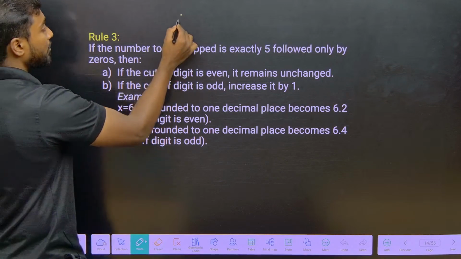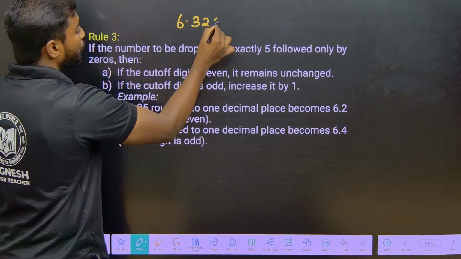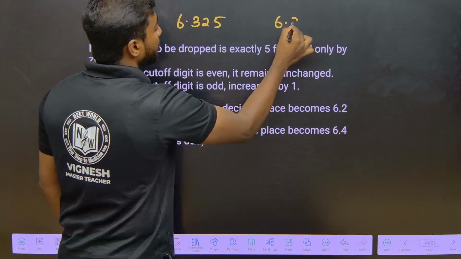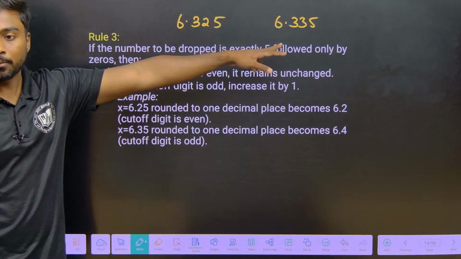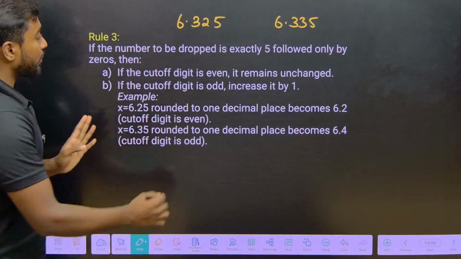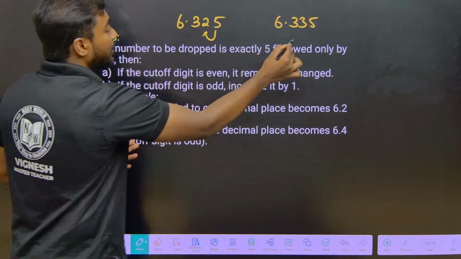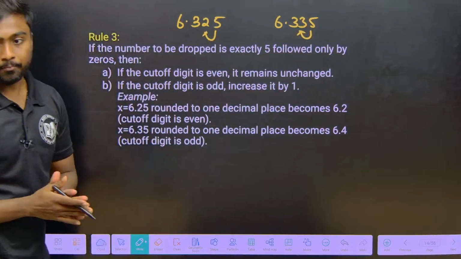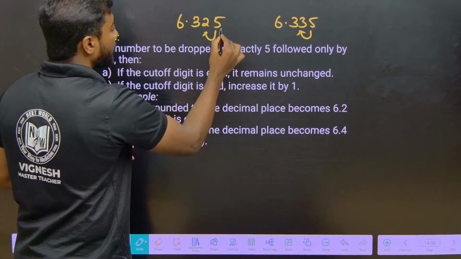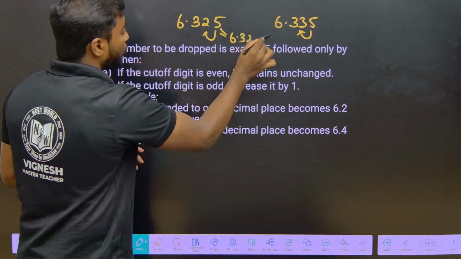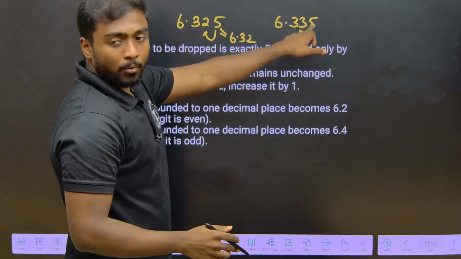Now the number is 6.325. One more number is 6.335. The last digits are equal to 5. What I should check is whether the previous number is either even or odd. If it is even, leave it as it is. So the answer will be 6.32. That's it.